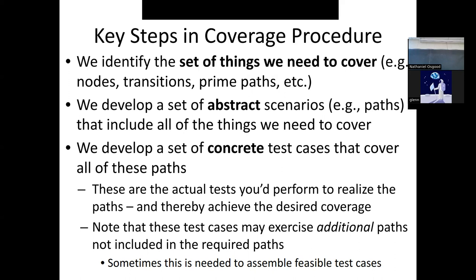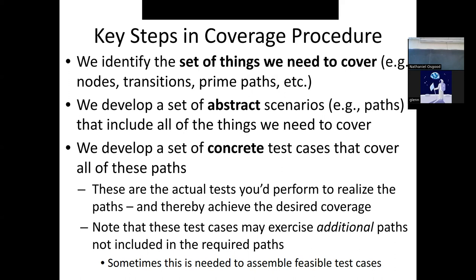Okay, and then we're going to identify paths through the system from start to finish that will cover those things. So maybe we want to cover transitions. We're going to find paths through the system from start to finish that will collectively cover all those transitions. So we have a set of transitions we want to cover, and we're going to figure out different paths. Okay, this way and around that loop once and then continued on, or this other way, et cetera, that together are going to cover all those transitions. And then we're going to develop concrete test cases, specific sets of inputs that cover all these paths.